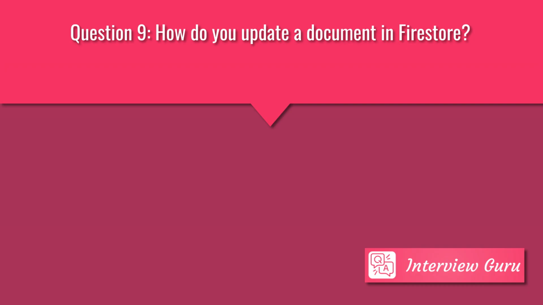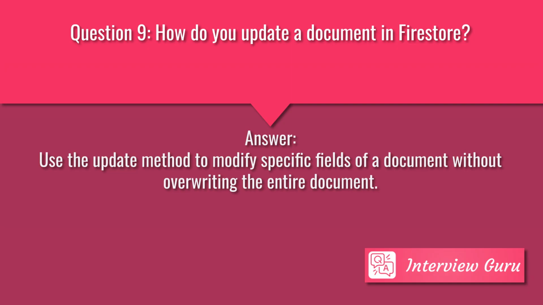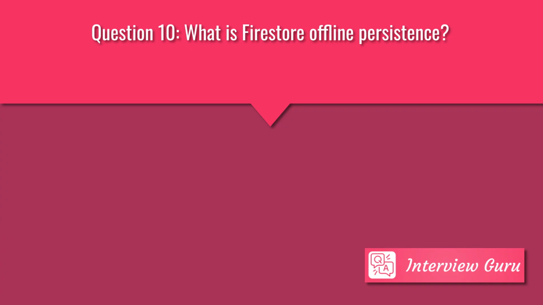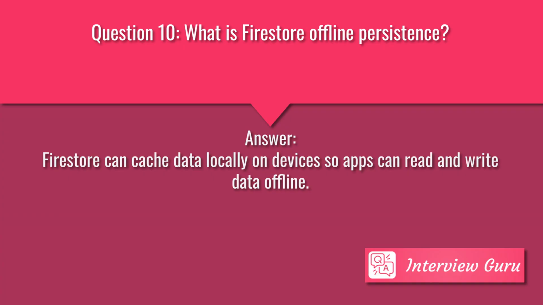Question 9. How do you update a document in Firestore? Use the update method to modify specific fields of a document without overwriting the entire document. Question 10. What is Firestore offline persistence? Firestore can cache data locally on devices so apps can read and write data offline.